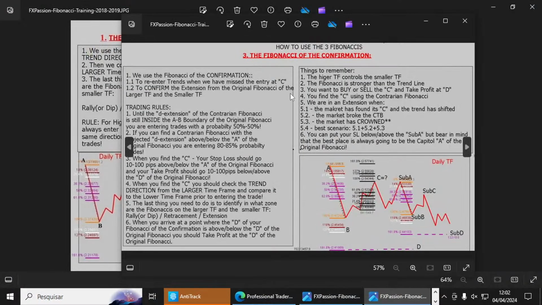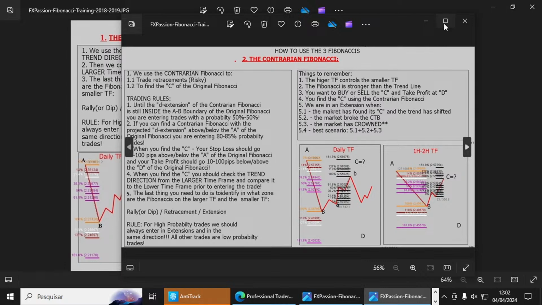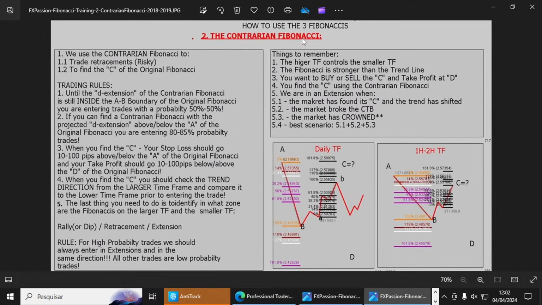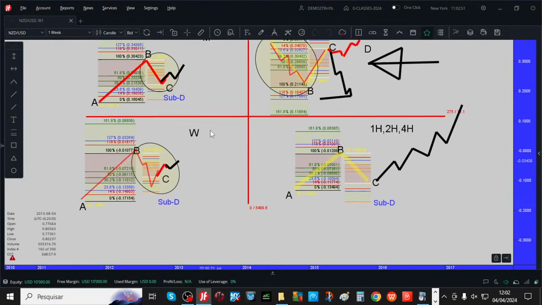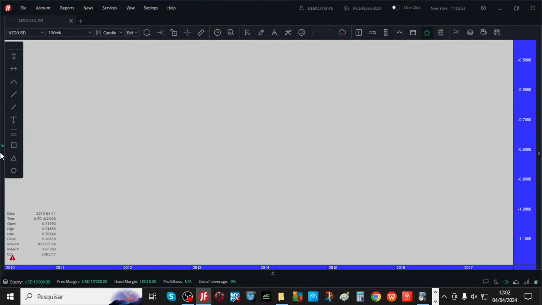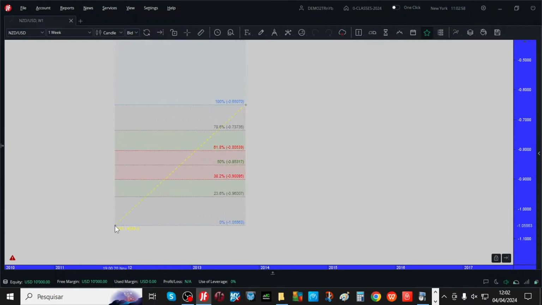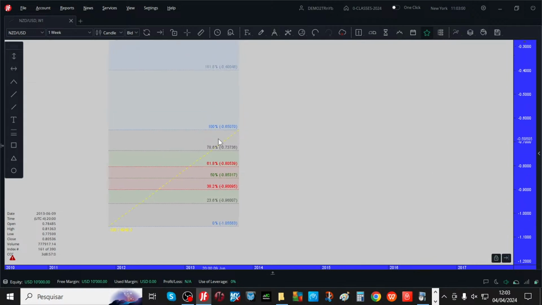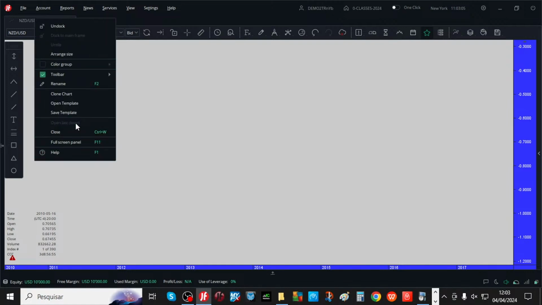Next one. The Fibonacci confirmation, talking about the contrarian Fibonacci. Now we use the contrarian Fibonacci to find the capital C of the original Fibonacci and to trade retracements, right? Now let's get to a chart. So this is the original Fibonacci, everybody. And 1618. No, we are not going to get there. We're going to find another one.